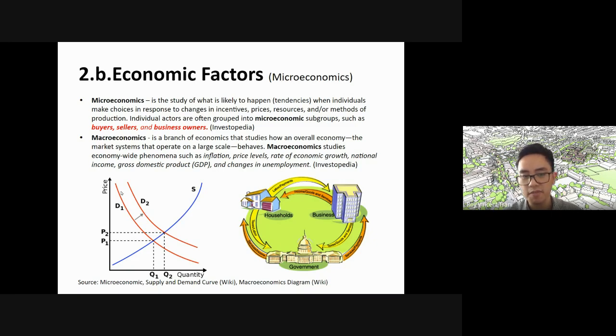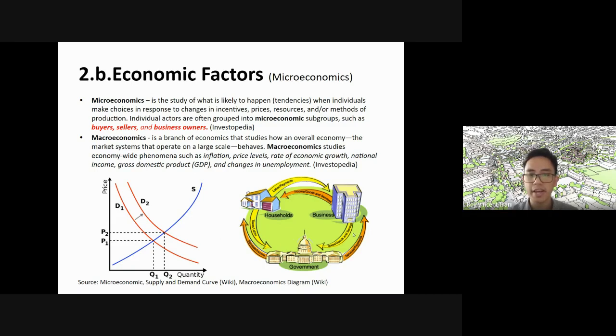Basically, a shift of the demand curve going right means an increase in demand. Meanwhile, if it shifts left, it means a decrease in demand. And supply can also shift left and right, and that will also increase or decrease the price. And quantity can also move independently from supply and demand, and that also affects the prices of whatever goods and services are being offered.